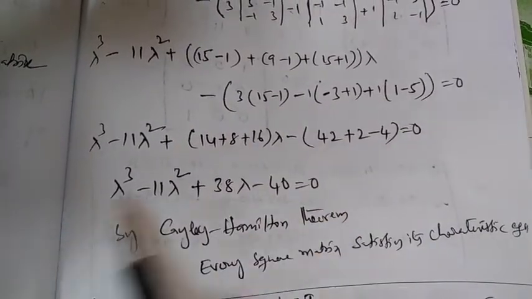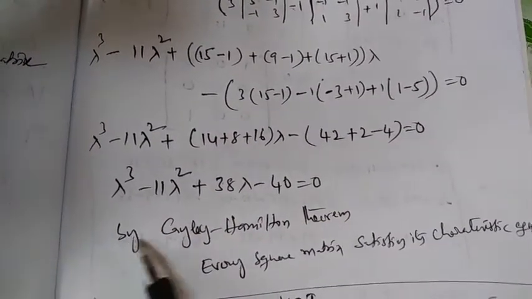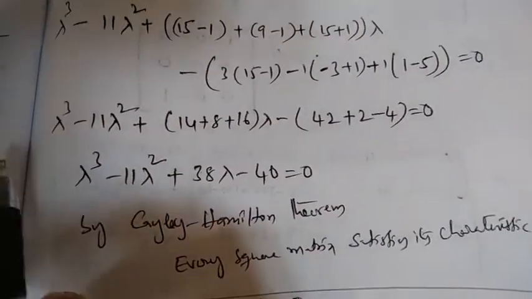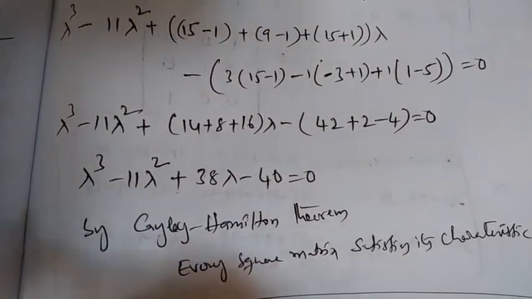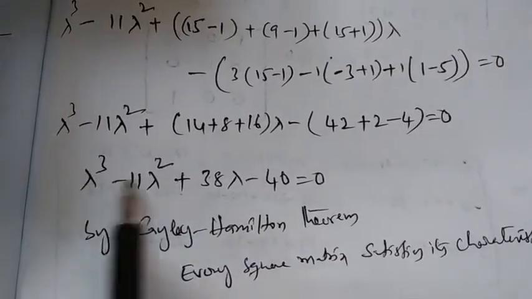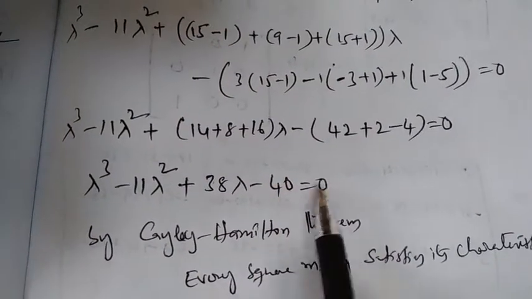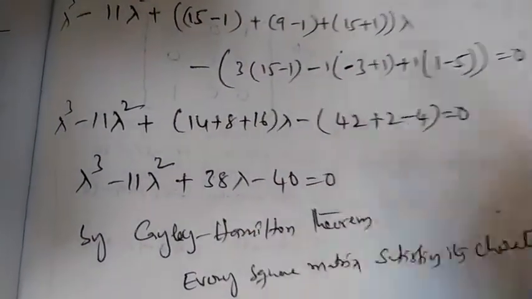Then our Cayley-Hamilton theorem should be satisfied. By the Cayley-Hamilton theorem, every square matrix should satisfy its characteristic equation. Okay. Now this needs to be satisfied by the matrix. The matrix is A, so A should satisfy this equation. Simply replace lambda by A. If it is equal to 0, then it's satisfied. If we don't get 0, it's not satisfied.